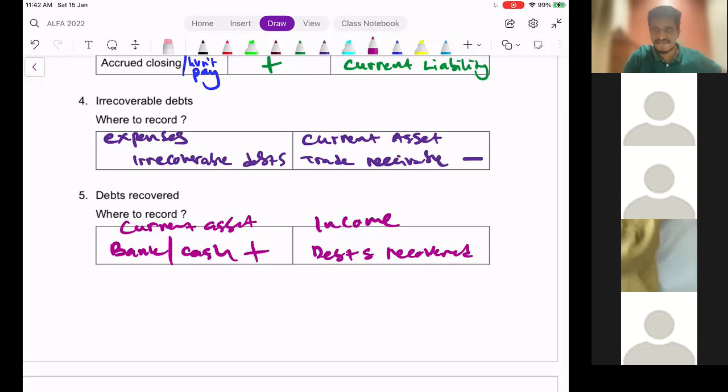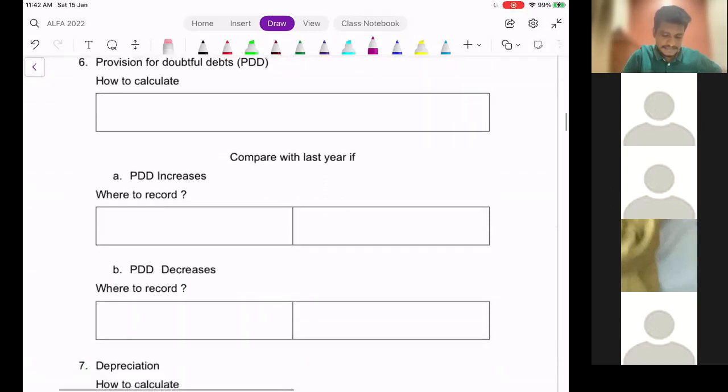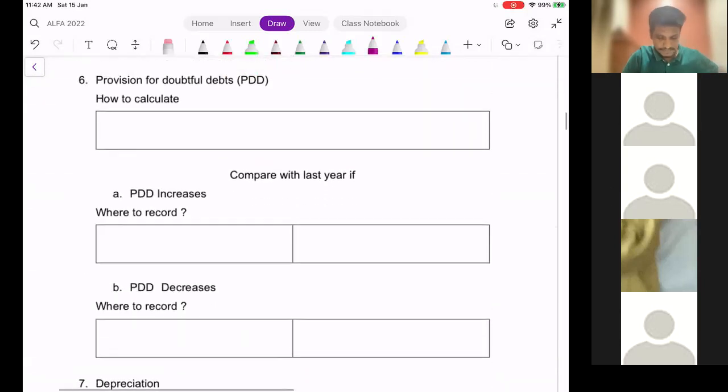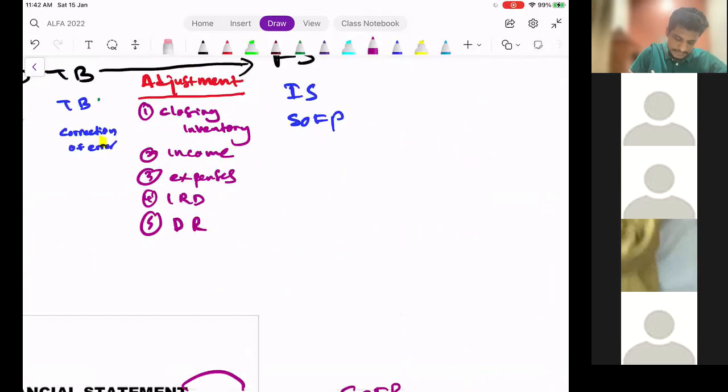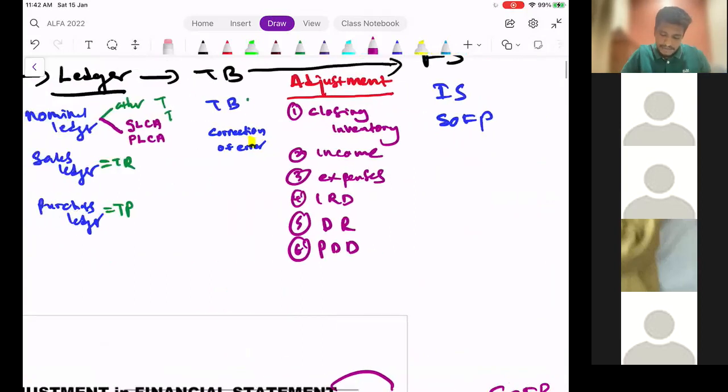Okay, next one, the 6th one, PDD, provision for doubtful debt. PDD or PFDD, provision for doubtful debt or doubtful debt, same thing. Okay, PDD or PFDD.